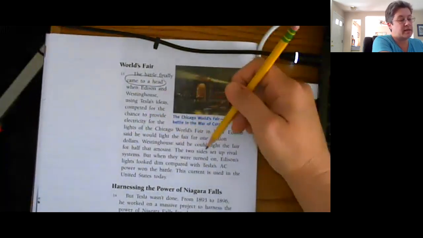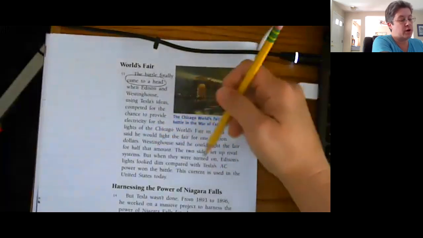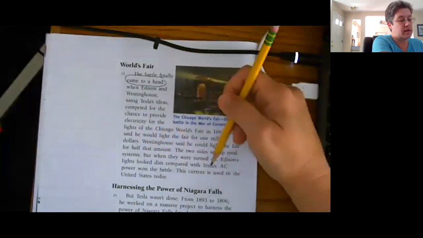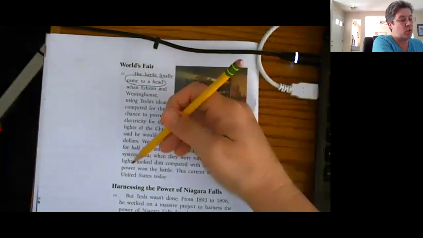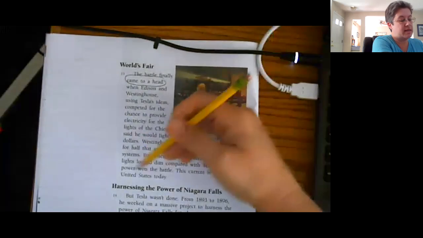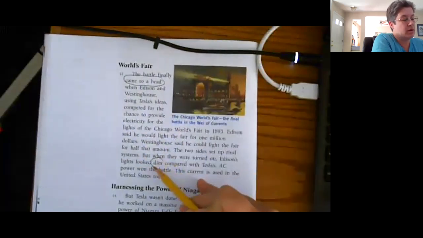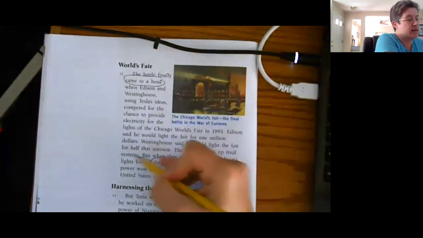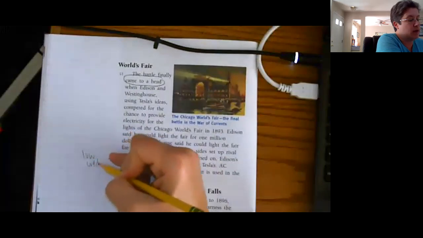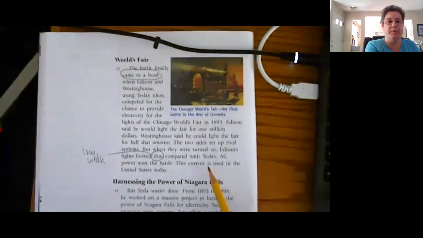The two sides set up rival systems, but when they were turned on, Edison's lights looked dim compared with Tesla's. AC power won the battle. This current is used in the United States today. Dim, by the way, means that the lights are pretty low and weak compared to the ones that Tesla used.